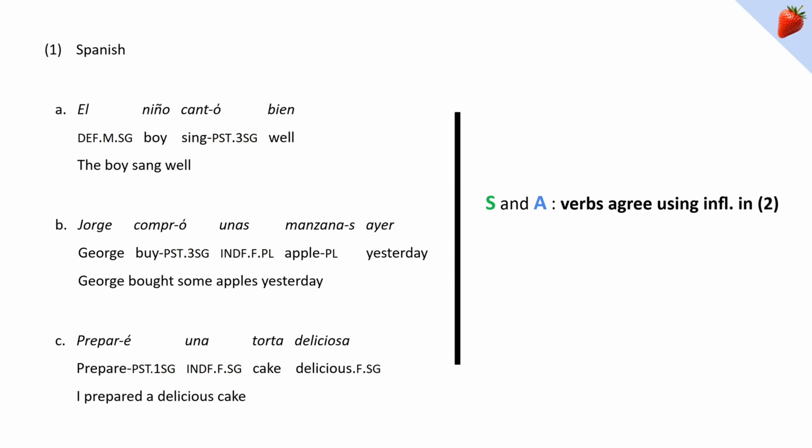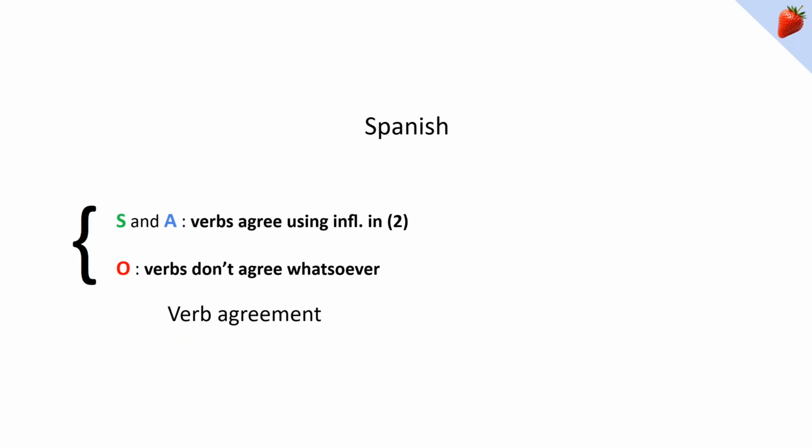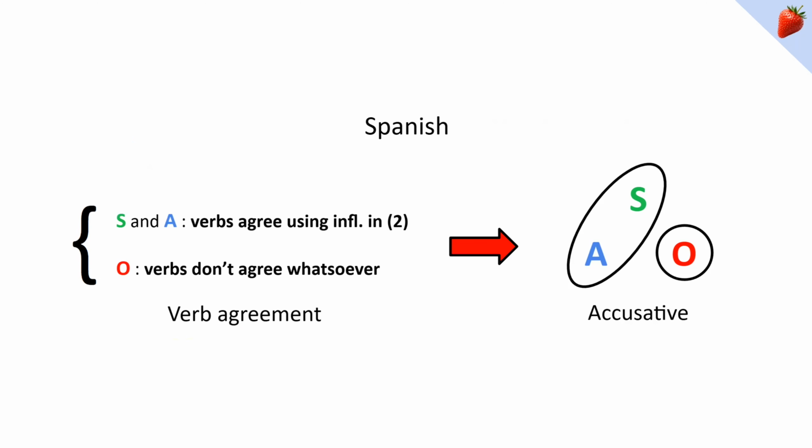What about O arguments? How do they behave with respect to verb agreement, you might ask? Well, in Spanish, verbs aren't inflected to agree with O arguments whatsoever. For example, in c, the verb prepare does nothing to indicate its O argument is third-person singular. Since in Spanish, S and A arguments behave similarly with respect to verb agreement, while O arguments behave differently, we could say that Spanish exhibits accusative alignment with respect to verb agreement.